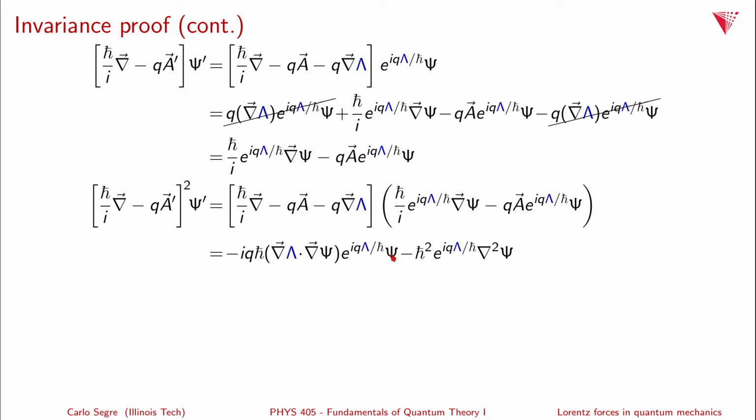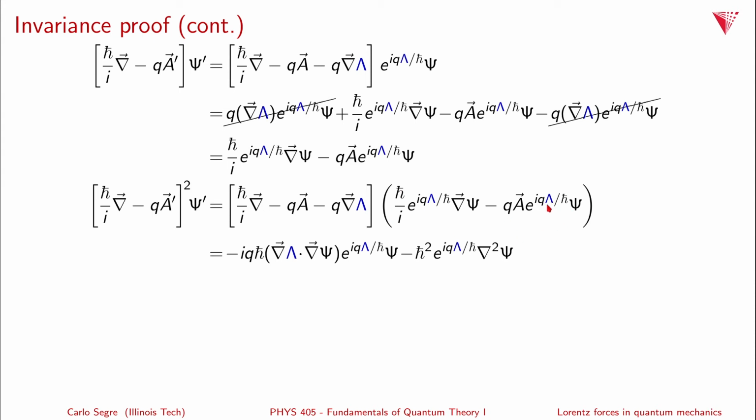And then we have the second term, which is where we just apply this to the gradient of psi, and that gives us the Laplacian of psi, del squared. And then the i's cancel, give you a minus sign, the h bars become h bar squared, and you have h bar squared e to the i q lambda over h bar times the Laplacian of psi. So that's this applied to the first term.